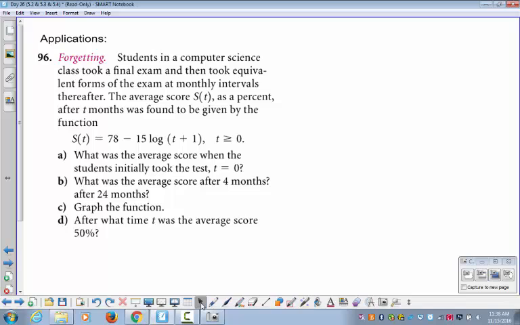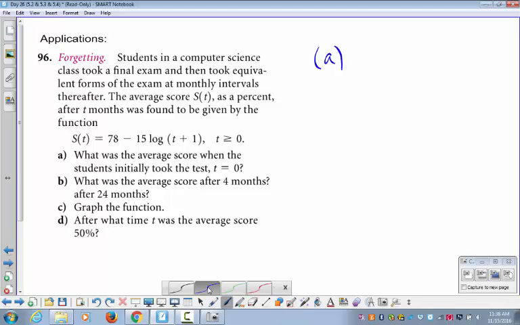Students in a computer science class took a final exam and then took equivalent forms of the exam at monthly intervals thereafter. Who wants to sign up for that study? So you take the final exam and then you keep taking it months on down the line. The average score as a percent after t months was found to be given by this logarithmic function. What was the average score when the students initially took the test?